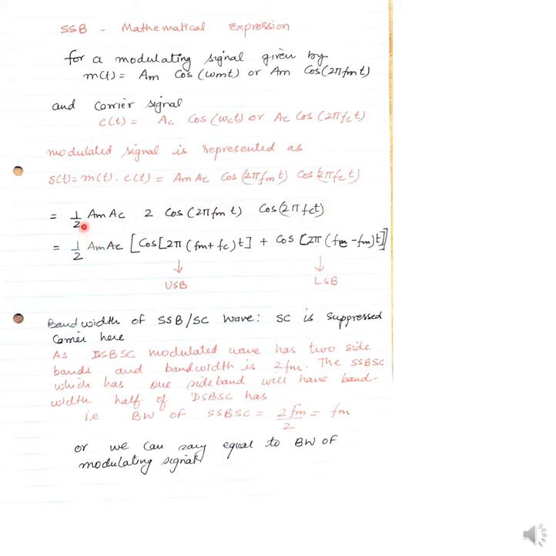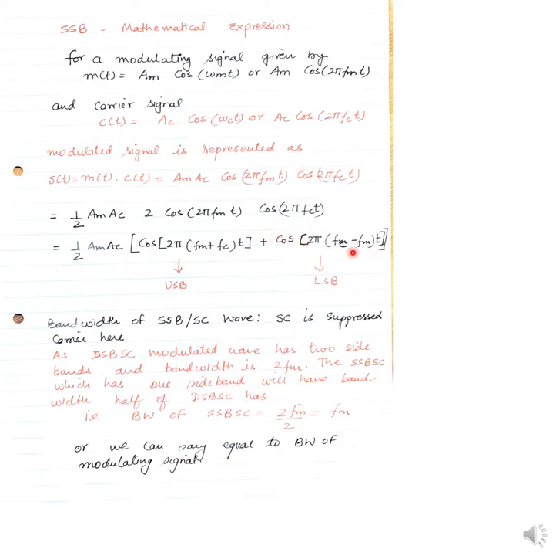So here you need to bring it in the form of 2 cos A cos B. So I multiplied by 2 in the numerator and by 2 in the denominator. So applying the 2 cos A cos B formula here, we have half Am Ac [cos 2π(fm + fc)t + cos 2π(fc − fm)t]. You can write fm minus fc also, but as we know that the carrier frequency is always greater than the modulating frequency, we will write it fc minus fm.